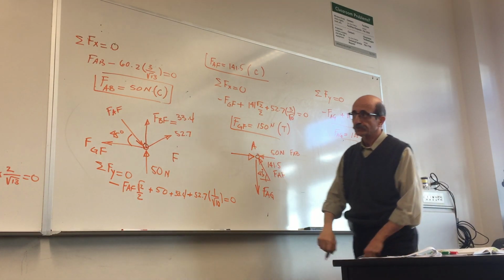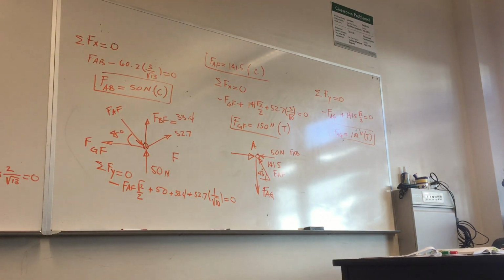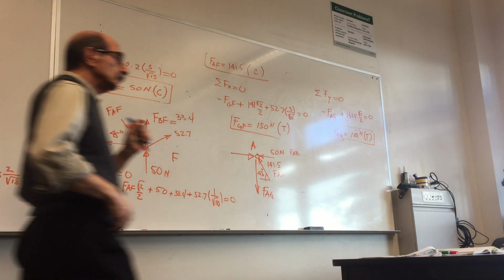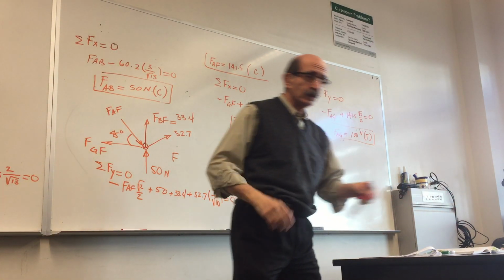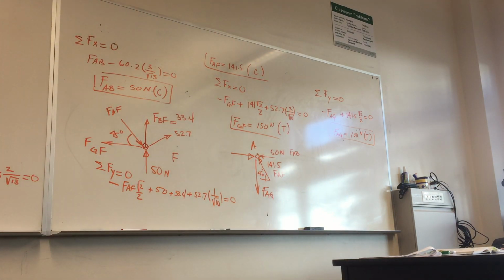Okay? So we found this one. So as you can see, and as I had promised, in frames you had one free body diagram that you didn't use. In trusses, you always end up with one joint that you did not use. And we did not use this.